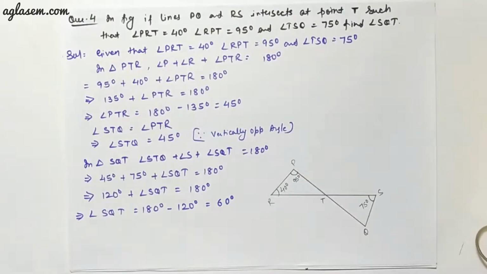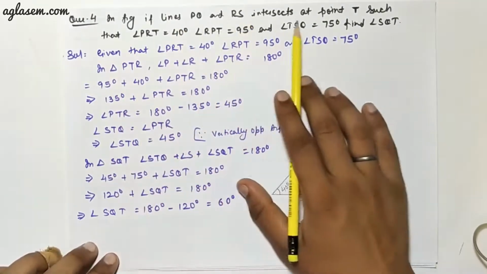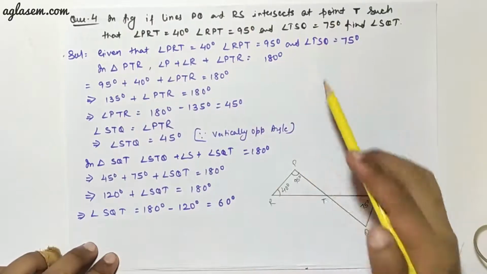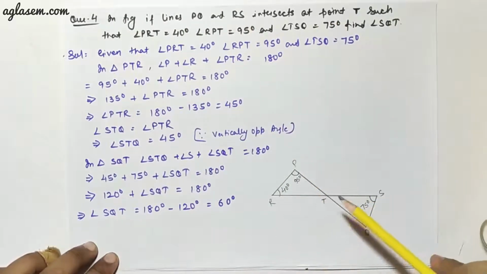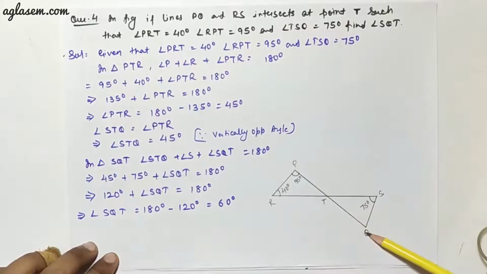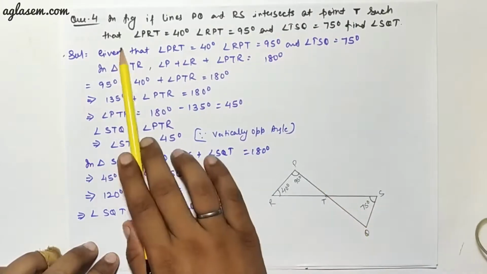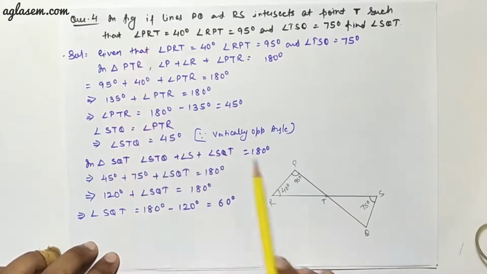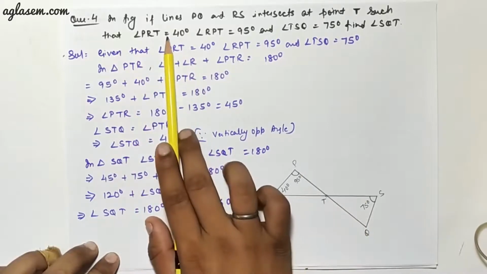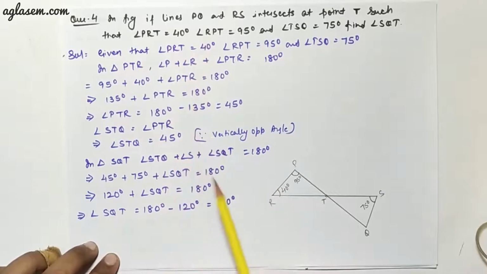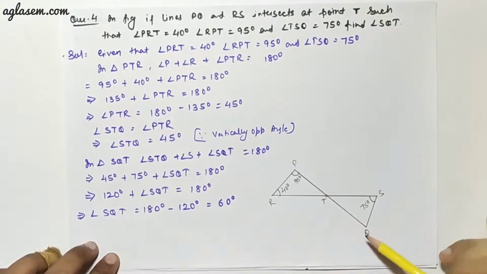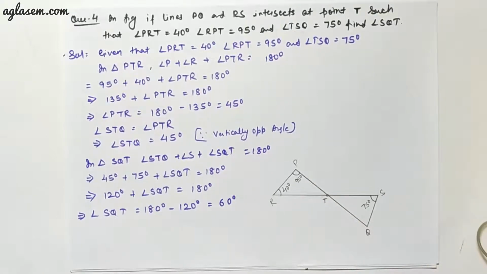So question number 4 says, in the figure, if lines PQ and RS intersect at point T such that angle PRT is equal to 40 degrees, angle RPT is equal to 95 degrees, and angle TSQ is equal to 75 degrees, find angle SQT. We have to find angle SQT.